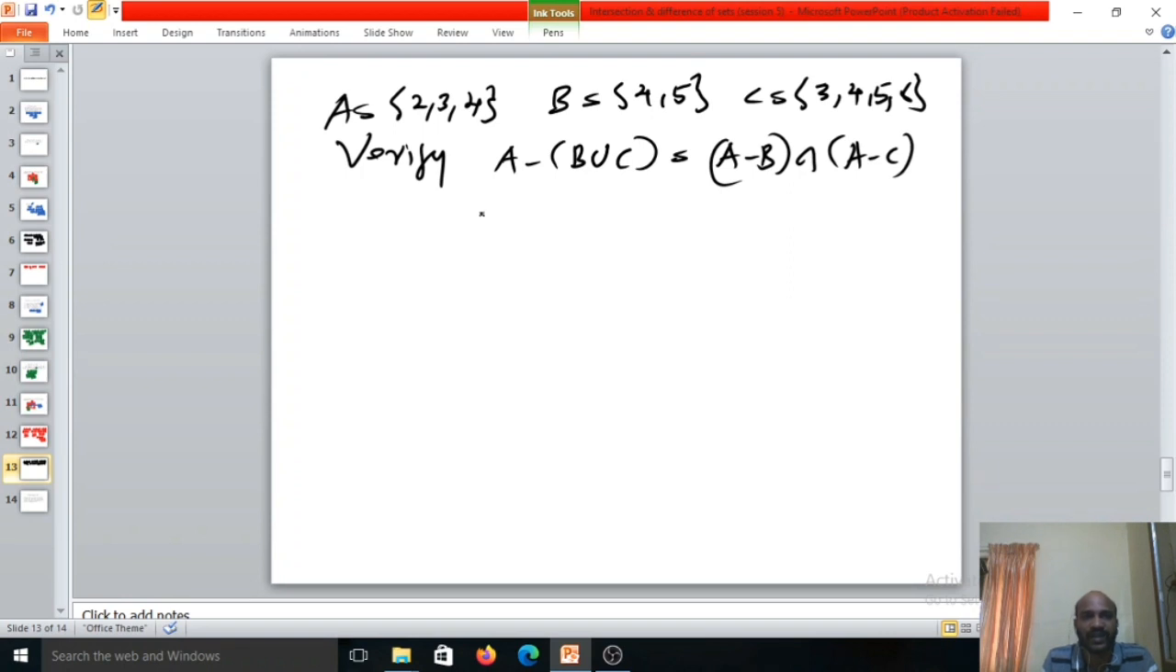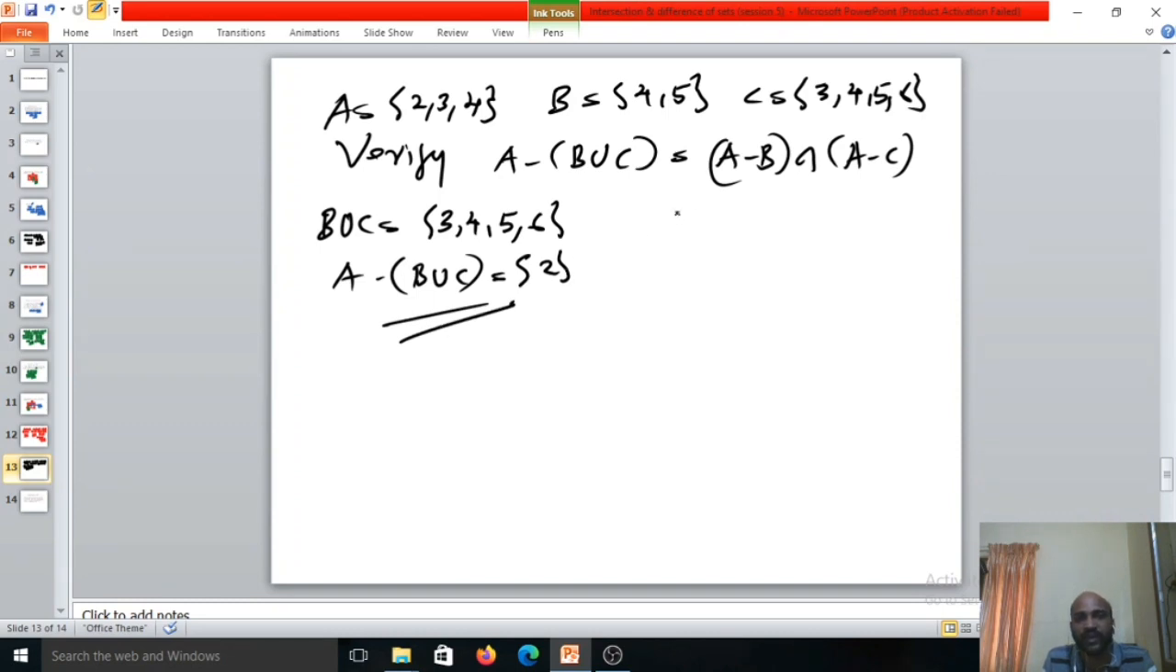Okay. Consider another question. A equal to the set 2, 3, 4, B equal to the set 4, 5, C equal to 3, 4, 5, 6. Verify A minus B union C is equal to A minus B intersection A minus C. First we can find the left hand side. For that, you have to find B union C first. B union C means all elements of B and C, so 3, 4, 5, 6. Then A minus B union C means elements in A not in B union C. The only such element is 2. So that's our left hand side.